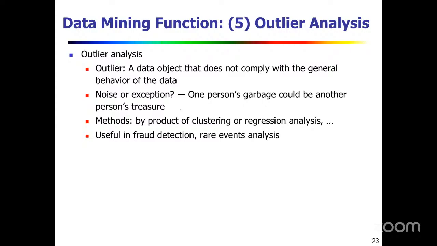Next functionality is outlier analysis. The fifth functionality of data mining is outlier analysis. Can anyone give any idea about outlier analysis? Okay, I'll give one example. An outlier is nothing but a very unique one, different when we compare with other elements or components.